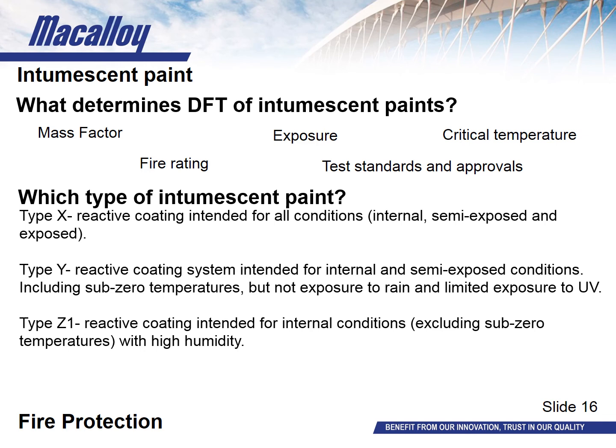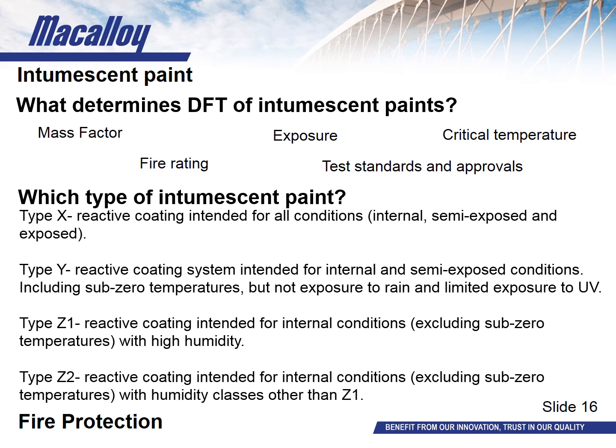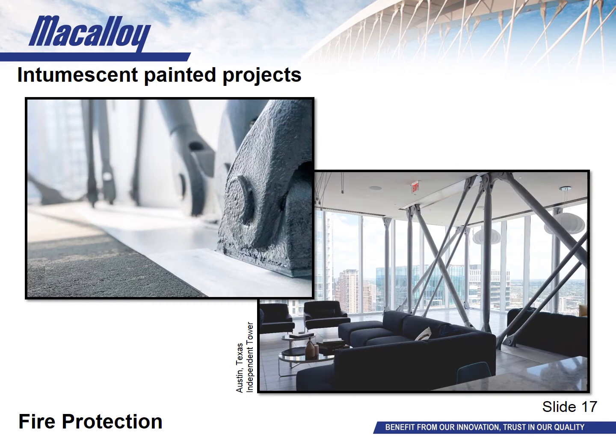Type Z1 is intended for internal conditions only, so that's excluding sub-zero temperatures, and it's generally more for environments with high humidity. And finally, Type Z2 is also for internal conditions excluding sub-zero temperatures, but it's for far more extreme humidity classes that are greater than Z1. So the photos you see are from Independent Tower in Austin, Texas, so you can see that the quality of the intumescent paint is actually really good by comparison to some projects.